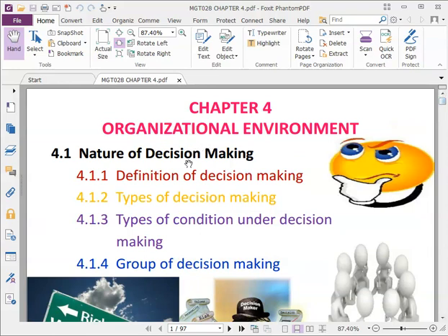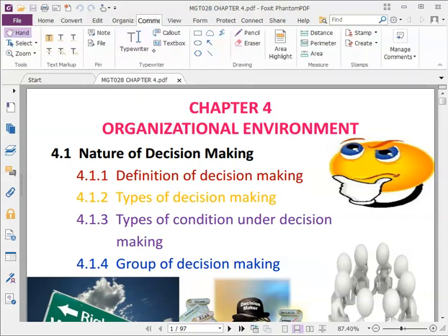We will look at the nature of decision making. Before this we already discussed planning: what is management, what is planning, and what is controlling. So today we will discuss the organizational environment, that is decision making. The nature of decision making, maksudnya apa? Buat keputusan. We will look at the definition.